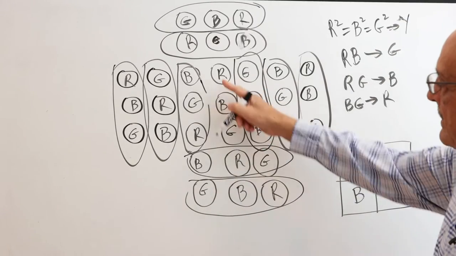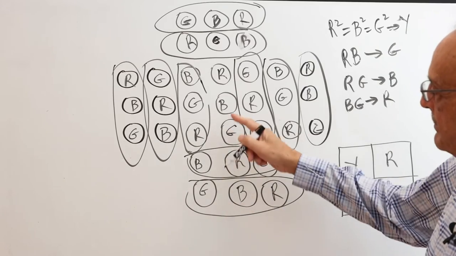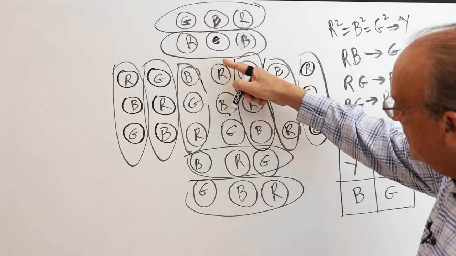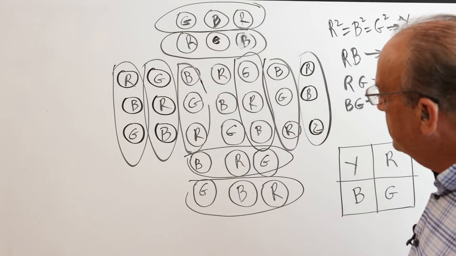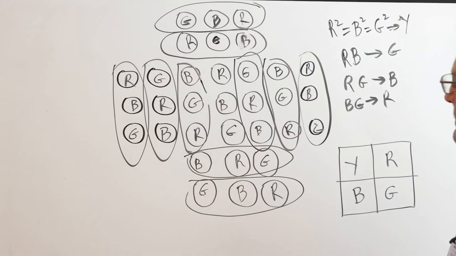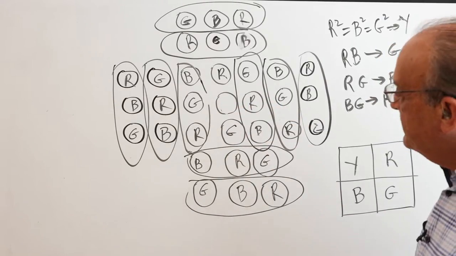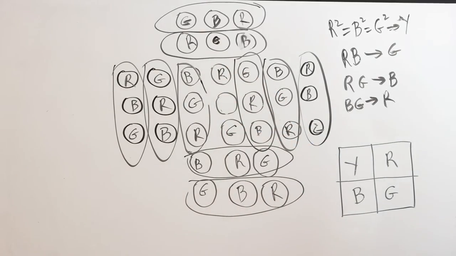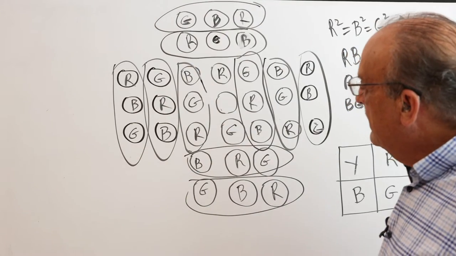If you look at red and green together, they make blue. And with this blue, you have two blues. Blue and blue is equal to yellow. So this whole thing is, every three cancels to yellow, as we know. Now, if you empty out this hole, you're basically left with red and green, which is equal to blue. So now the whole thing is basically equal to blue.